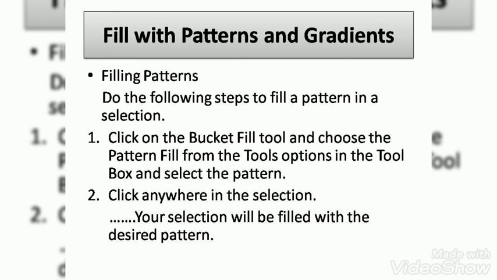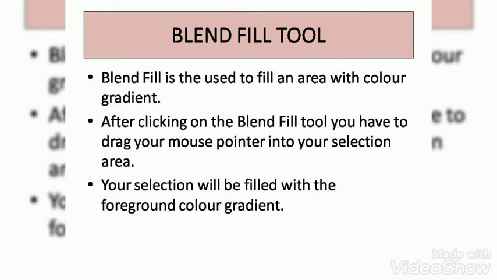Now, in place of simple color filling, we can also fill patterns and gradients. That is also available inbuilt. A drop down arrow will come and you can select different gradients, meaning shaded areas, a different texture we can add. All the same steps: click on the bucket fill tool and you can select any pattern. Different patterns will come down in the toolbox. You can select the pattern and click anywhere in the selection. The selection will be filled with a beautiful pattern.